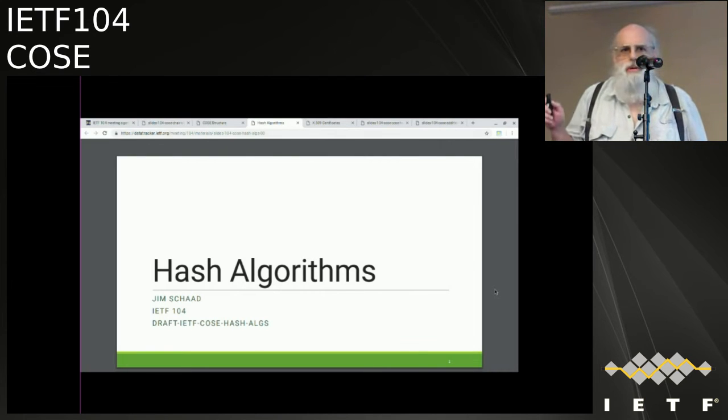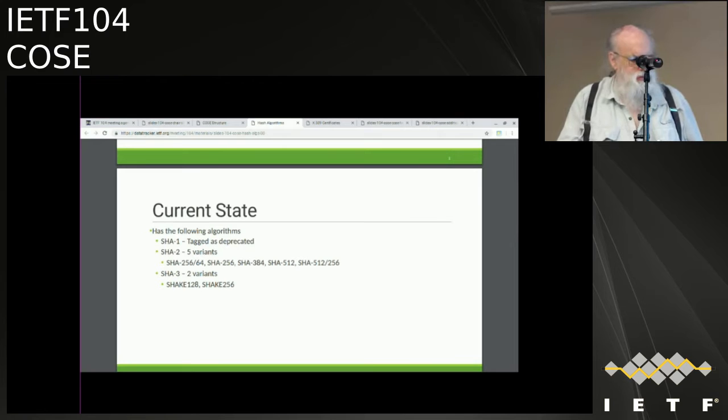Hash algorithm document. So what's currently in the document? SHA-1, a few different SHA-2 variations, and 2 SHAKE algorithms. The SHA-1 is going into the registry marked as deprecated, but it is there because it's still perfectly good to use SHA-1 for certain types of things.